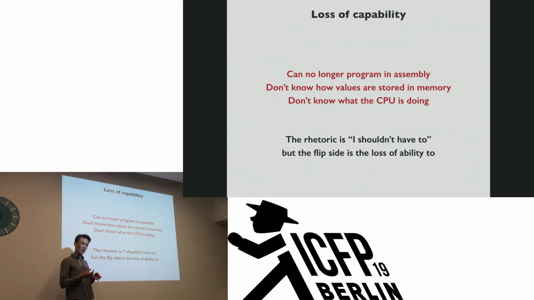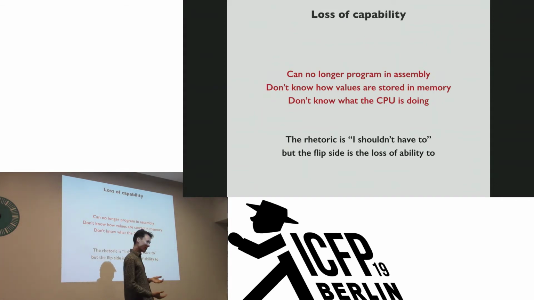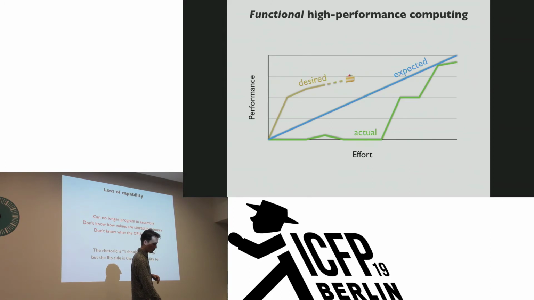But the reality is also that there's a loss of capability that corresponds to these choices that we make in our abstractions. And both of these things can be true at the same time. Maybe you shouldn't have to do this, but if you really need to get that last bit of performance out of your program, are you able to access these capabilities? So complexity really works in both ways.